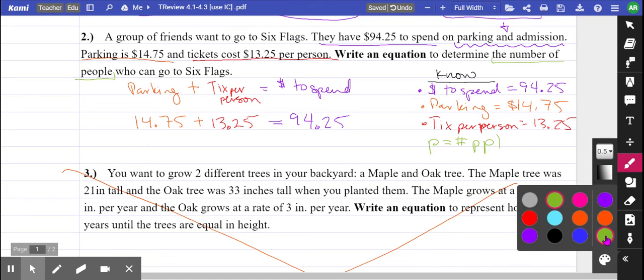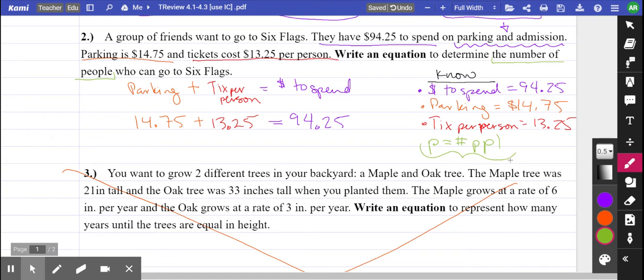Well, hold up, wait a minute. We still haven't used our variable here, number of people. Well, which of these statements talk about people? The tickets per person. So that's where we're going to tack on our variable. So that's a way to think about it.